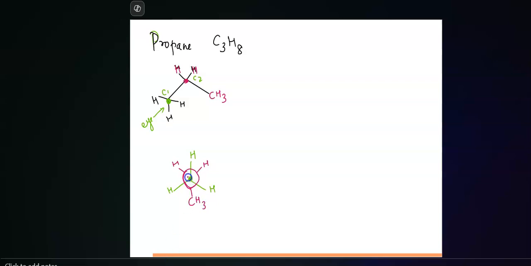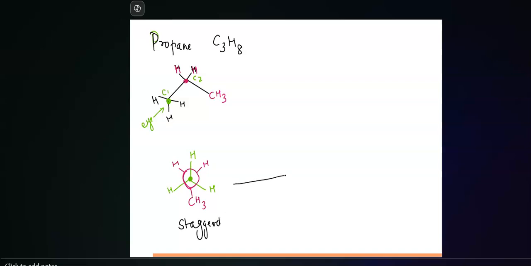So front carbon atom, back carbon atom, and the other CH3 that is attached to it. This would be the most stable one because every hydrogen atom and the CH3 group are as far apart as possible. So this one would be the staggered conformation of propane.